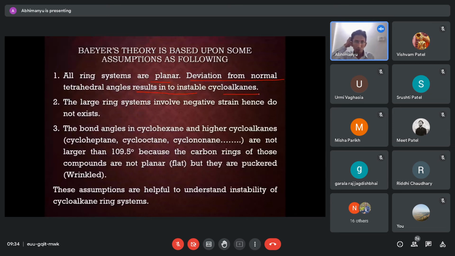But again, I will discuss both things. All ring systems are not planar. Yes, 3 member, 4 member, 5 member, 6 member, 7 member, yes, it is true.